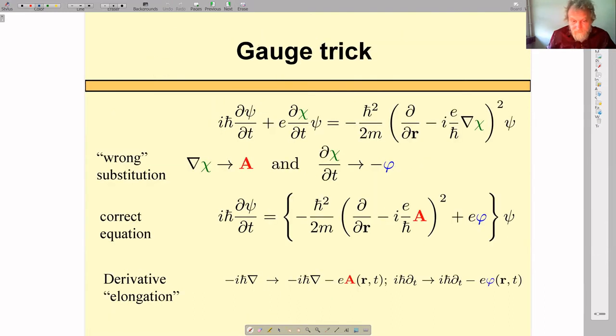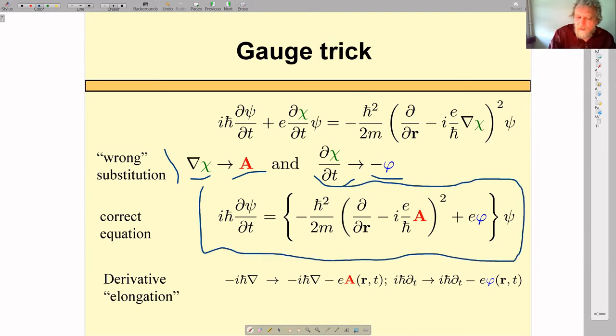And that amounts to a substitution, wrong substitution, so to say. So instead of the time derivative of chi, we would put the scalar potential. And instead of the gradient of chi, we will put the vector potential. Good. And that will give us the correct equation for a particle with charge E. E comes here and here. In an electromagnetic field. So we understand how the electromagnetic field affects the equation for a single particle.